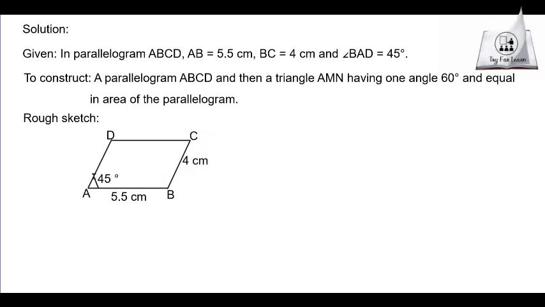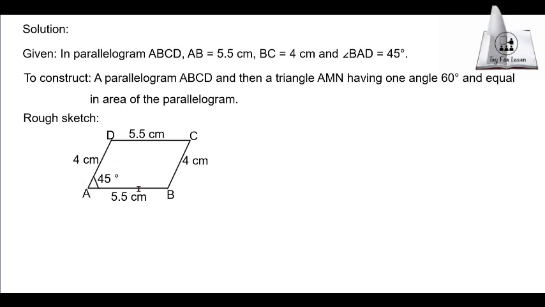Do you know opposite sides of a parallelogram are equal and parallel? So here AD should be 4 cm, and also AB is 5.5 cm. Its opposite side is DC. How much should be DC? Yes, this is 5.5 cm. You're right. Now here we need to construct a triangle whose area will be equal to this ABCD.